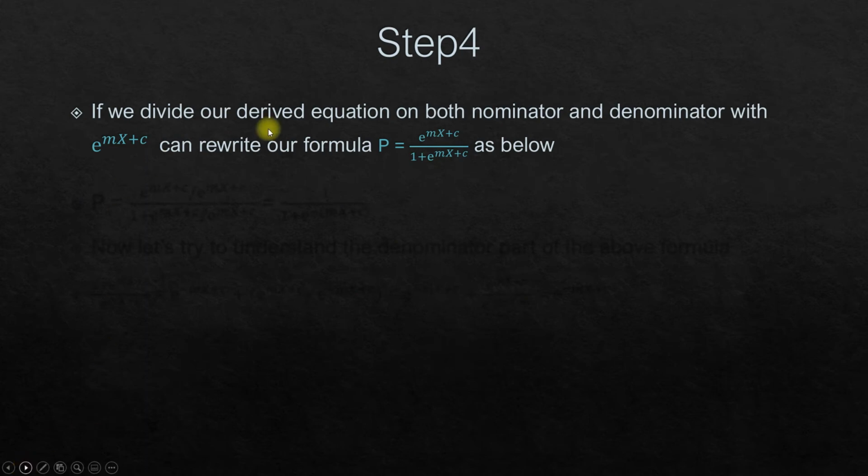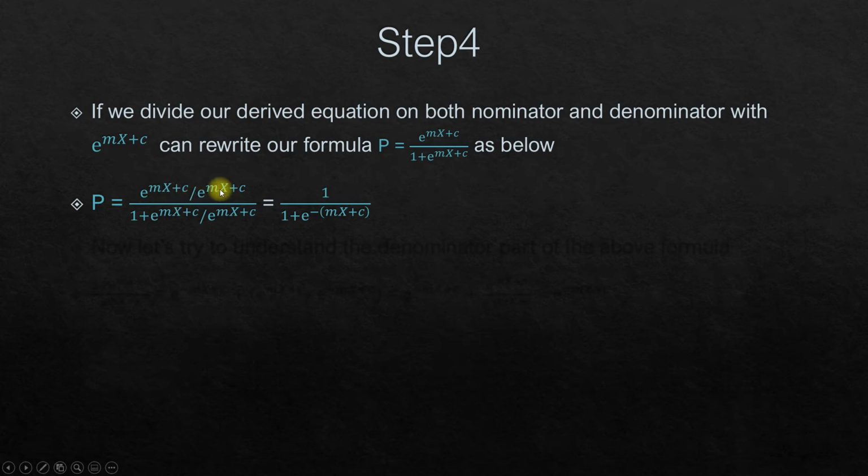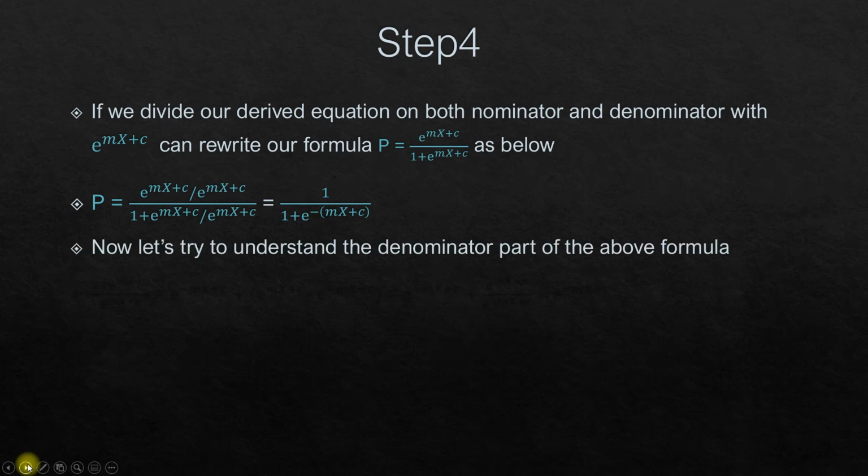What I'm doing is dividing both the numerator and the denominator of our derived equation by e to the power of mx plus c, right? So now if you see, this is how it looks: e to the power of mx plus c divided by e to the power of mx plus c, over 1 plus e to the power of mx plus c divided by e to the power of mx plus c, which in turn will give us this formula.